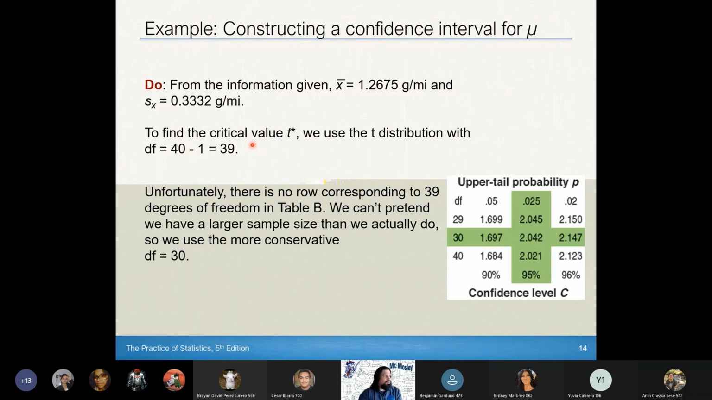To find the critical value t star, we use the t distribution with degrees of freedom 40 minus 1 equals 39. But again, there is no row corresponding to 39 degrees of freedom on table B. We can't pretend we have a larger sample size than we actually do. So we use the more conservative degrees of freedom equals 30. Again, we're playing by Price is Right rules. You want to get as close as you can without going over, which means we cannot use 40. We go back down to 30. That gives us this 2.042 as our t star value.